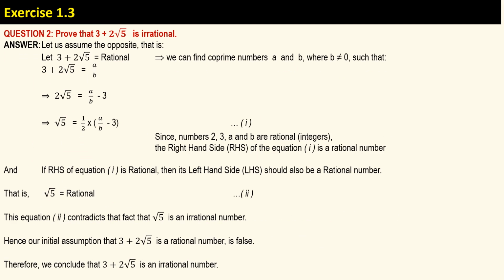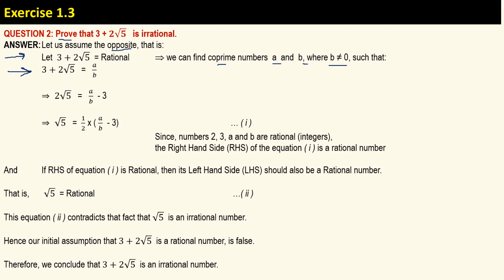Now let's solve question number 2, which is prove that 3 plus 2 times square root of 5 is irrational. So let's start by assuming the opposite. That is, let 3 plus 2 times square root of 5 be a rational number. If this is a rational number, then we can find two co-prime numbers a and b where b is not equal to 0, such that 3 plus 2 times square root of 5 is equal to a divided by b.